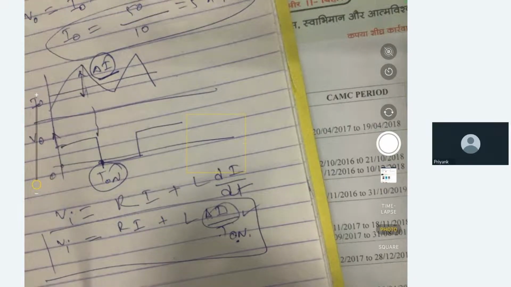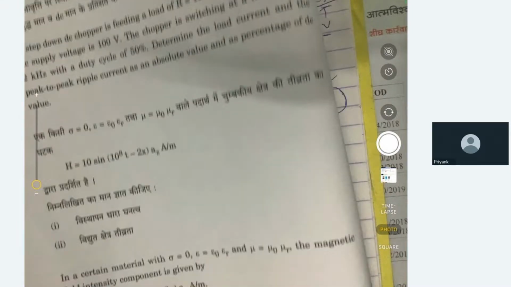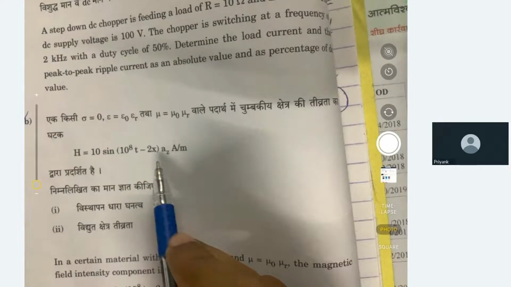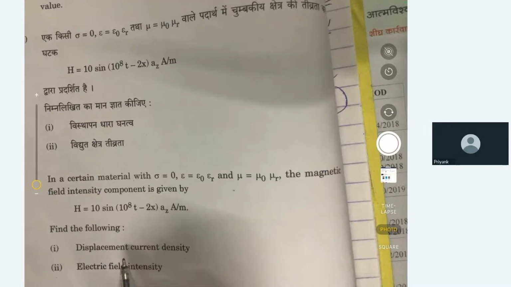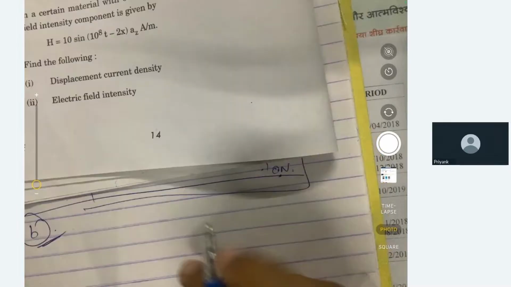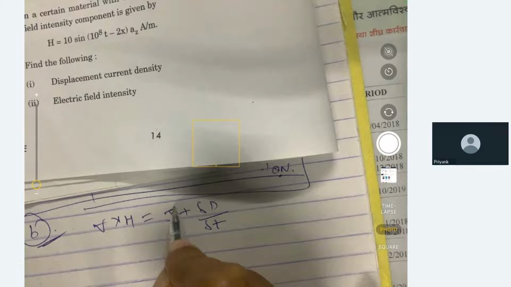Okay, so now let's move to part B of the question. This is also an easy question. The material is given and the magnetic field intensity is given. They are asking us to find the displacement current density. So del cross H is equal to J plus dD upon dt. This is the conduction current density.